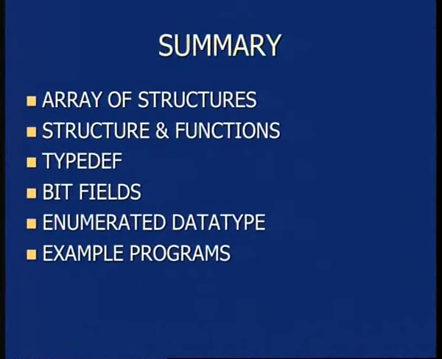So these are the concepts that we have seen today. With structures we have seen arrays and functions, and the other ways of defining data types we have seen are typedef and enumerated data type, and bit fields are nothing but conserving memory space and for padding and alignment purposes. We have seen example programs covering each feature. So with this we complete the concept of structures and the basic concepts for defining new data types in C.